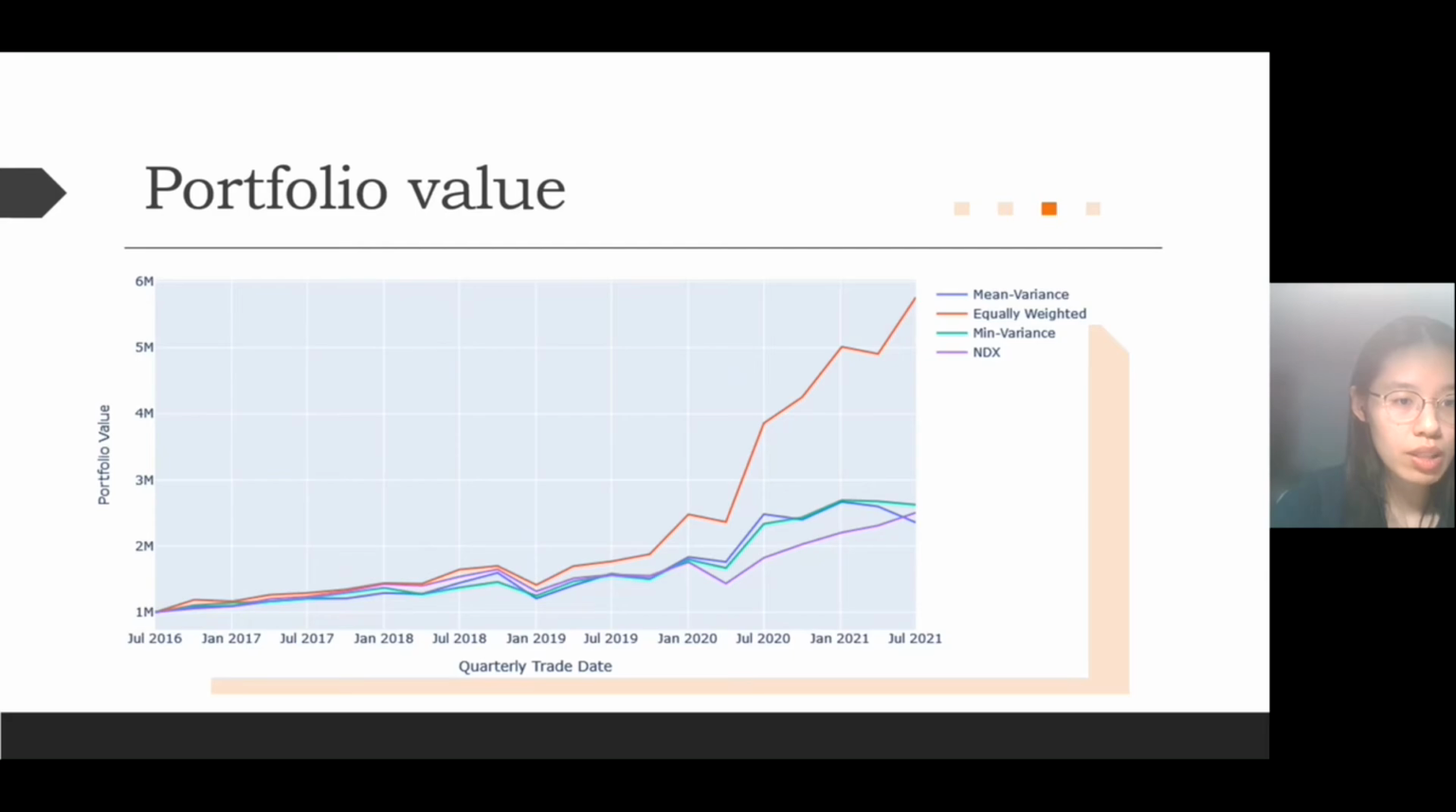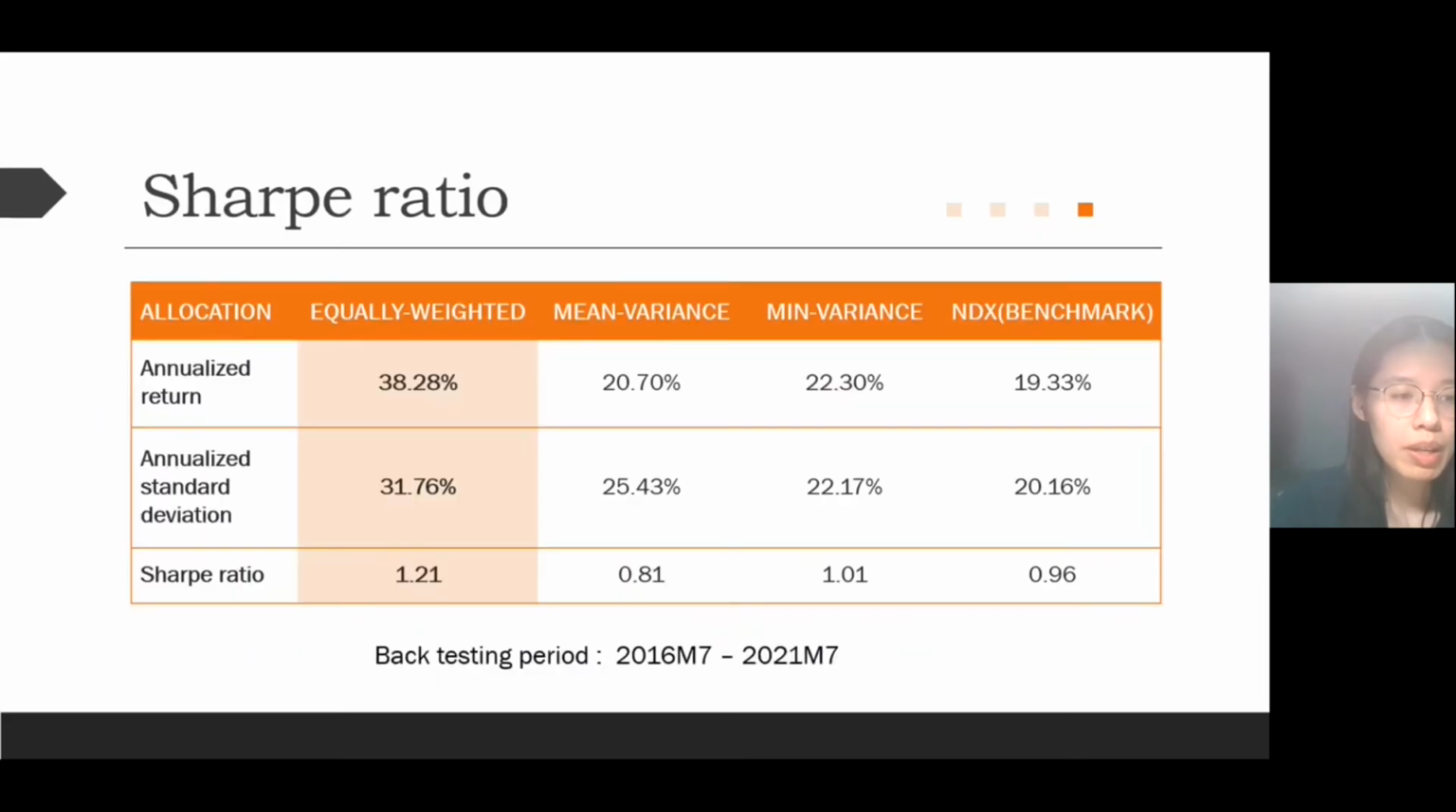We can make the conclusion that minimum variance allocated portfolio and mean variance allocated portfolio will result in a slightly higher value than benchmark, while equally weighted portfolio will result in a higher value, especially in 2020 forward. To compare the performance in figures, we use annualized return, standard deviation, and Sharpe ratio. Sharpe ratio of mean variance portfolio even does not beat benchmark NDX, while equally weighted portfolio still outperforms others. So, we choose equally weighted methods for portfolio allocation in this project.